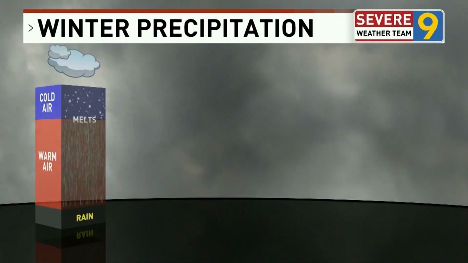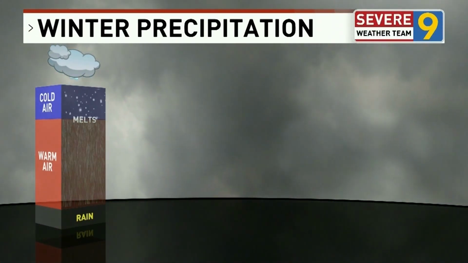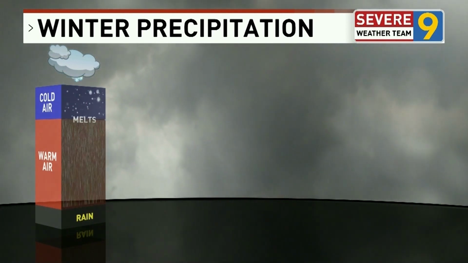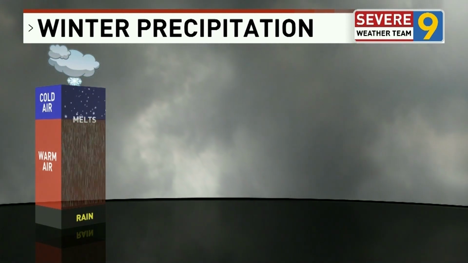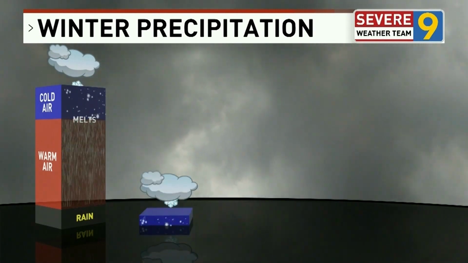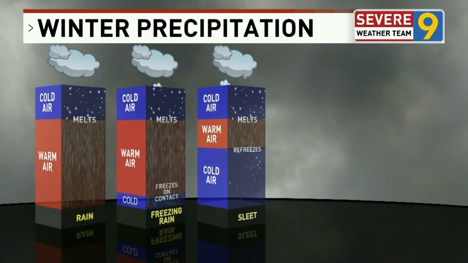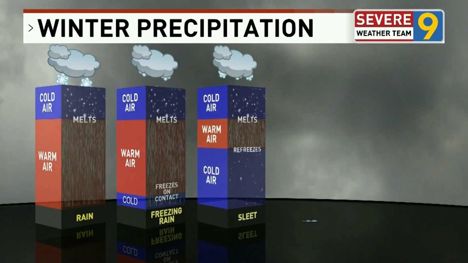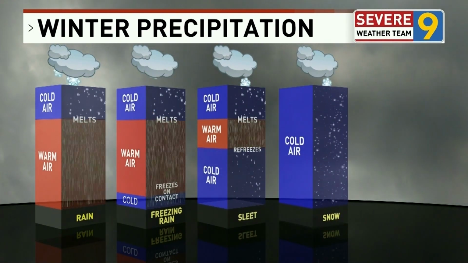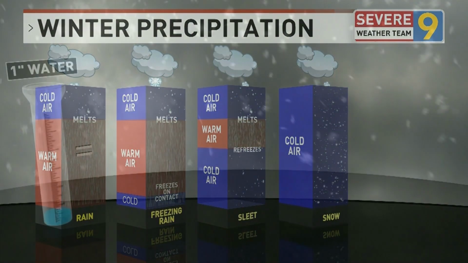Something else that can be a problem, winter precipitation, a degree or two difference aloft in the atmosphere. It means the difference of snow versus rain, sleet, or freezing rain. Once a snowflake melts, if it hits a layer above 32, it can't become a snowflake again. So the mixing can really mess up a winter forecast.